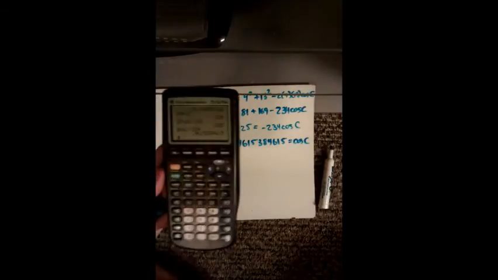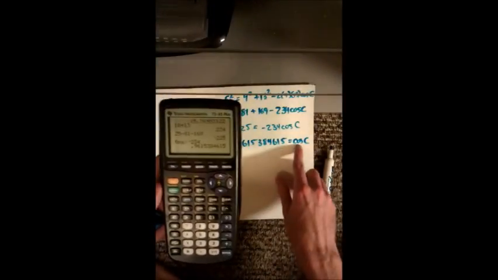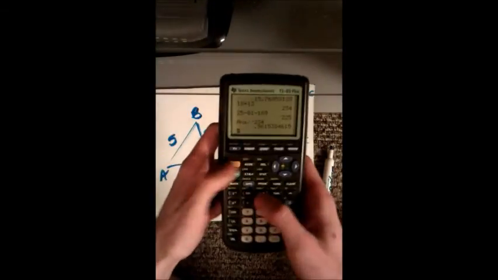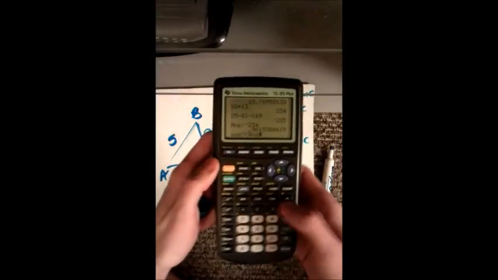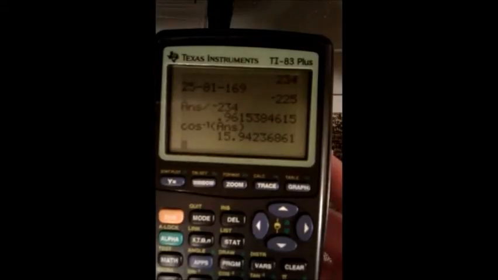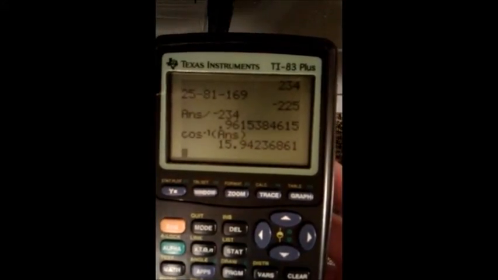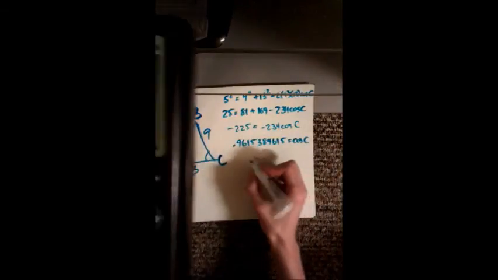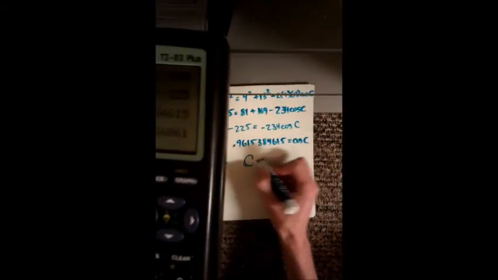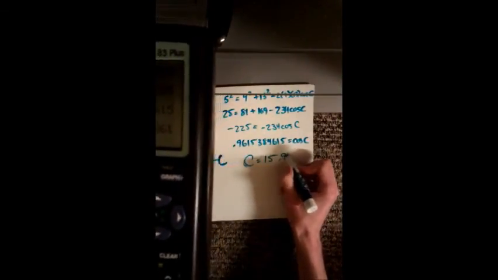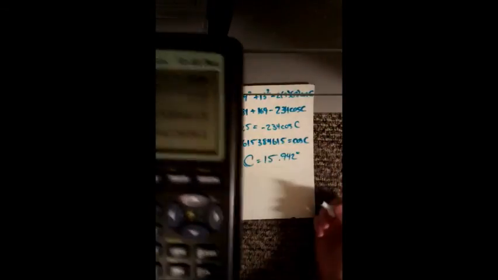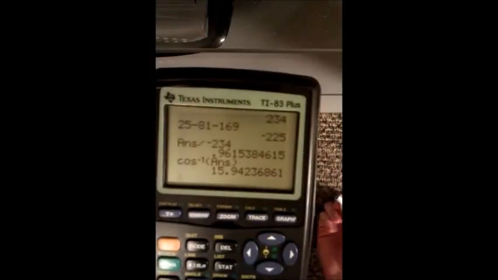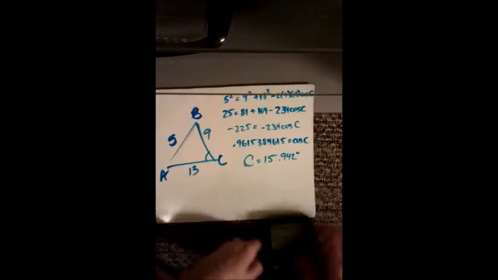And again, like we saw just a second ago, getting rid of sine, we're going to use the inverse cosine of both sides. So the inverse cosine of that answer we just got should give us our angle measure. So angle C is 15.942. So big C is 15.942 degrees.